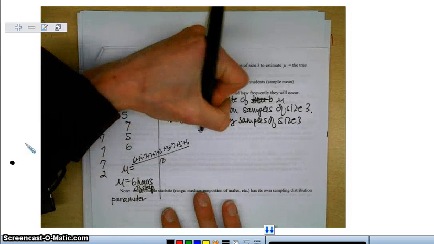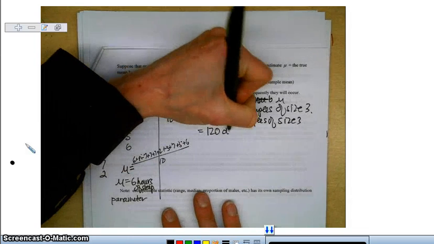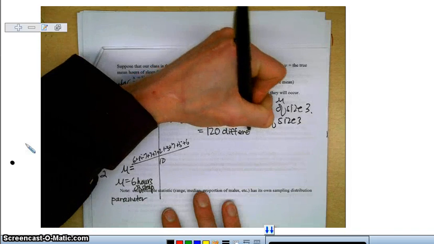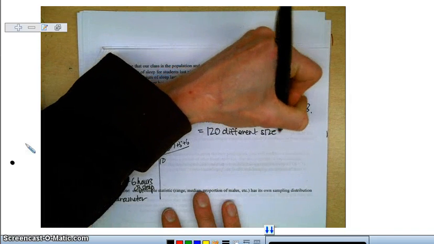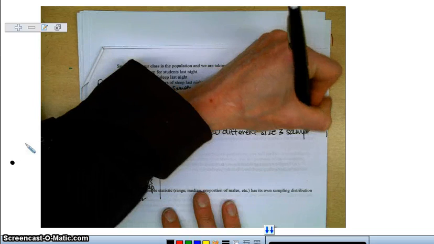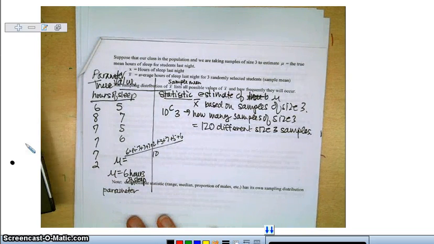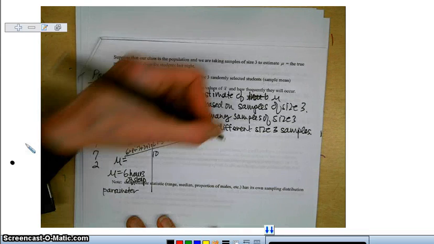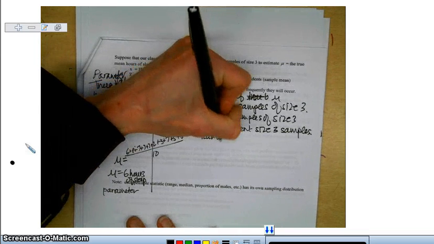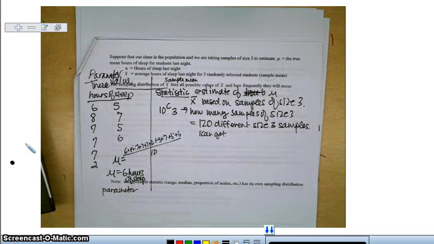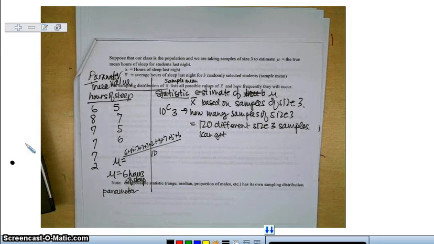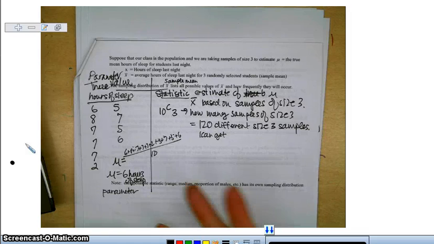So there are 120 different size 3 samples I can get. Do you really think I have time to list all of them right now? No. But just to give you an idea, okay?